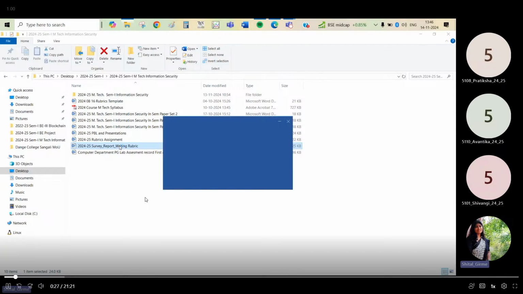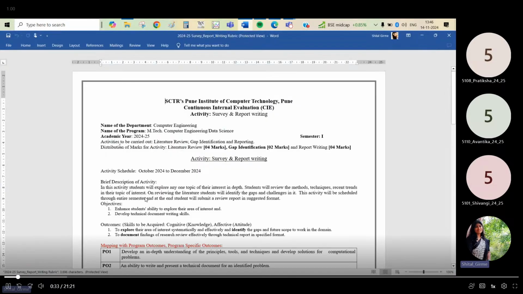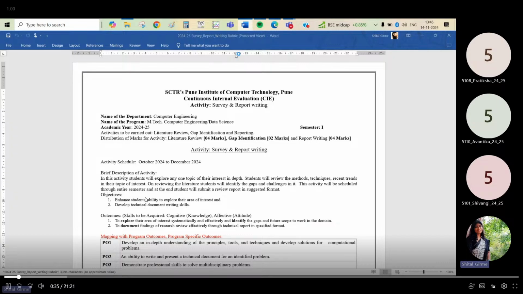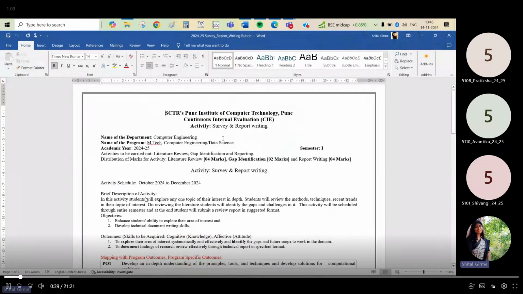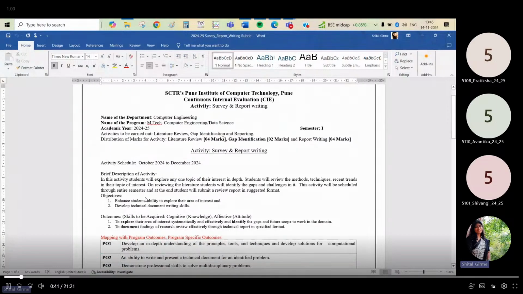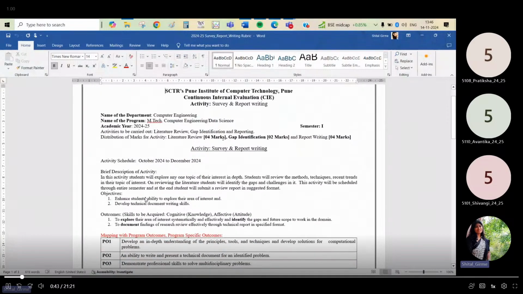So now this rubric would give you the insight of what all is expected from you in this activity. Okay. So survey and report writing is a 10 marks activity. All the activities are 10 marks activity. So one would be survey and report writing 10 marks, assignment 10 marks, and problem based learning 10 marks.